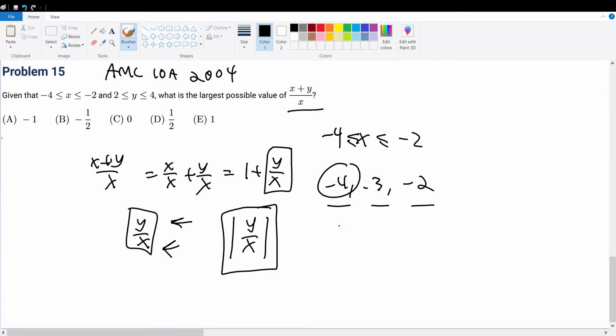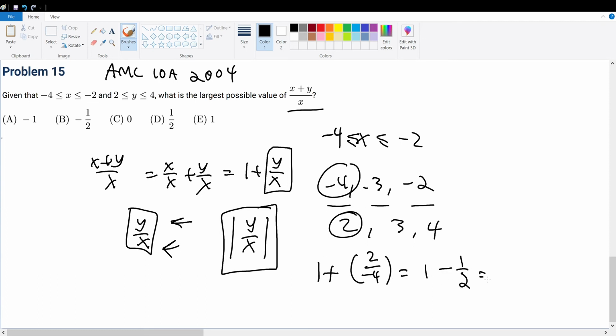And what about y? y is 2, 3, 4. And likewise, we want y to be the smallest, so you'll choose 2 for y. And there we'll have maximized the fraction y/x. Hence, we can plug them in: 1 + 2/(-4), which is 1 - 1/2, which gives 1/2. So the answer will be answer choice D.